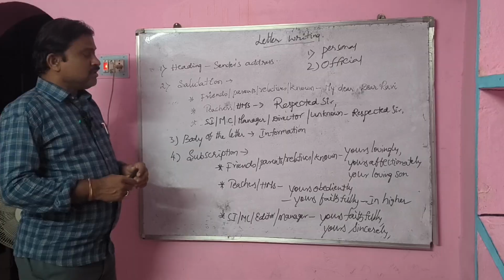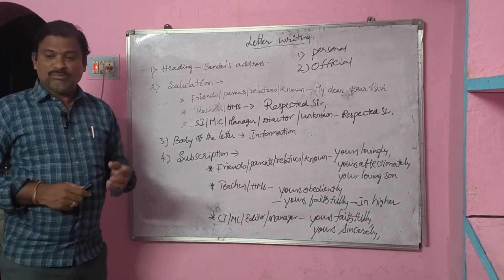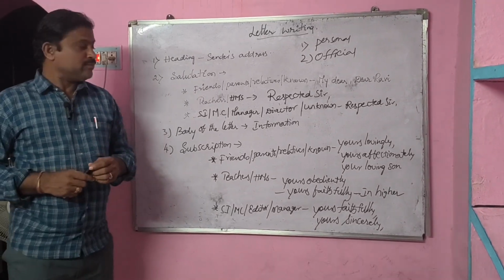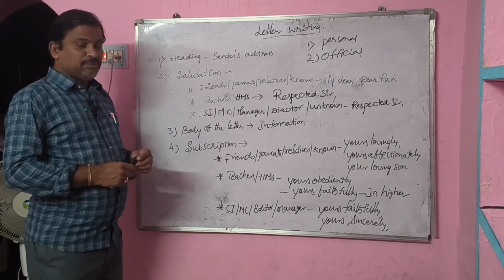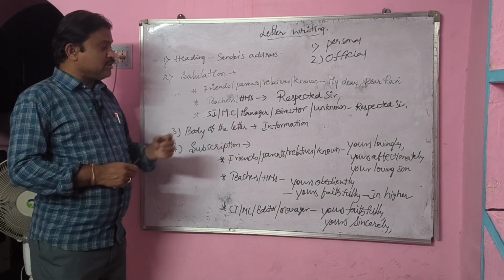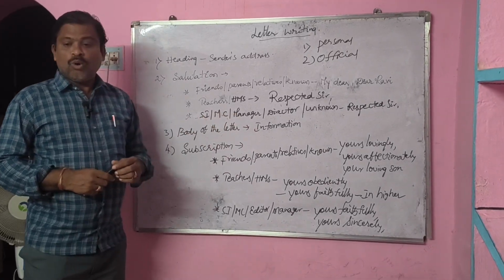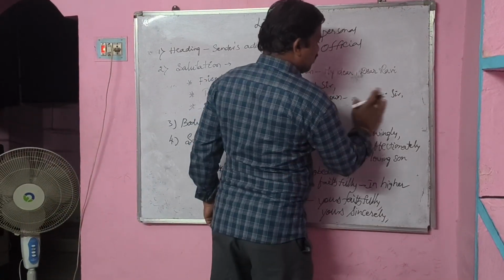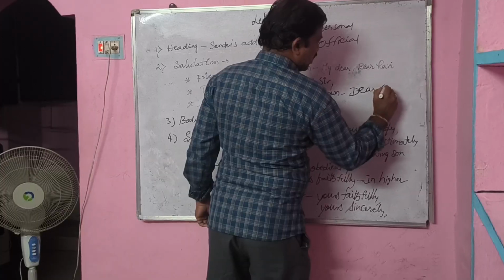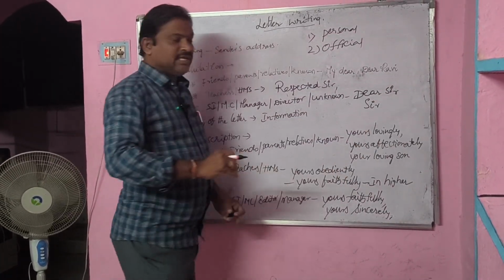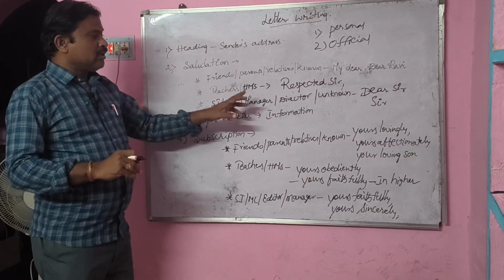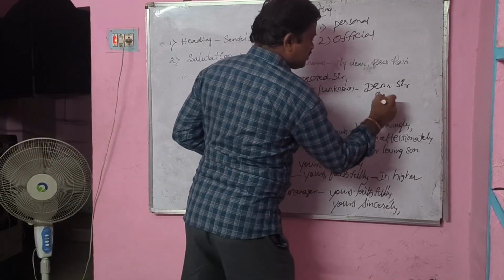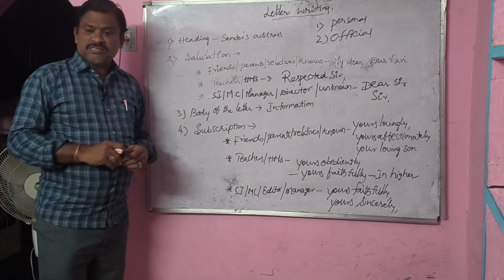That is enough. When you write a letter to your teachers or headmasters, you have to use a respectful word, that is "respected sir" or "respected madam". Next, for unknown people, like a sub inspector of police, municipal commissioner, manager, director, or any unknown people, we have to use simply "dear sir", or simply "sir" only, for all unknown people. Is it clear?